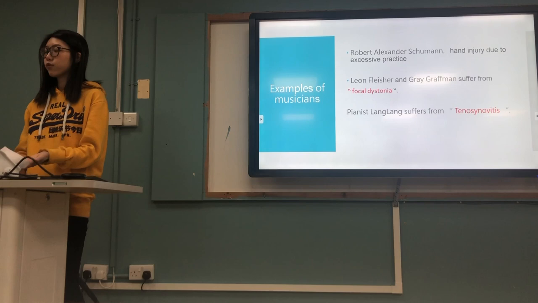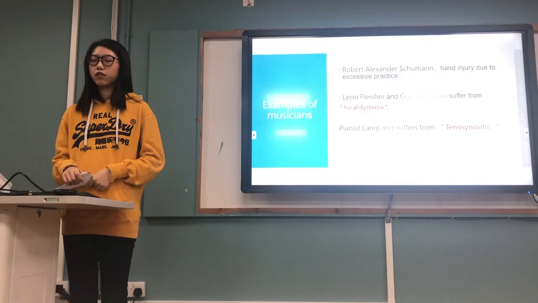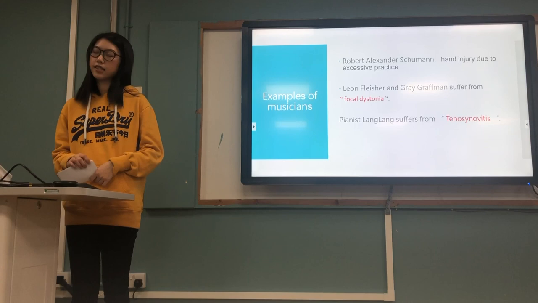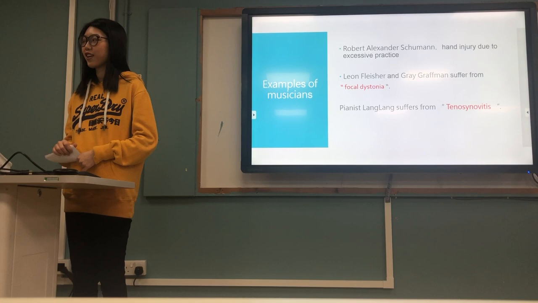Next, I will take some examples of musicians. The first person is Schumann. Schumann had a hand injury due to excessive practice. And there are two musicians named Fleischer and Grafman. They suffered from focal dystonia.